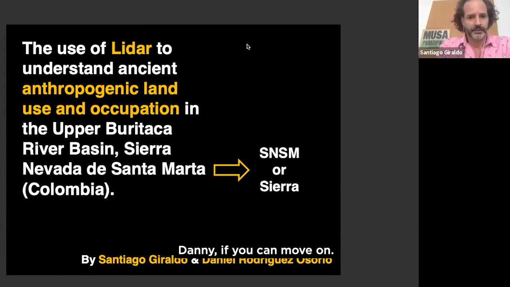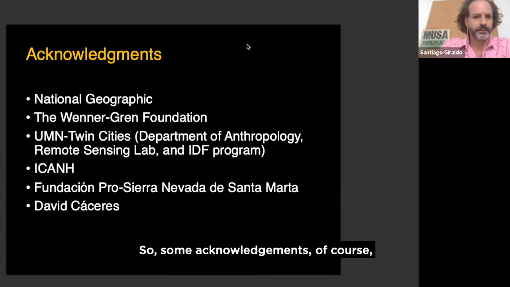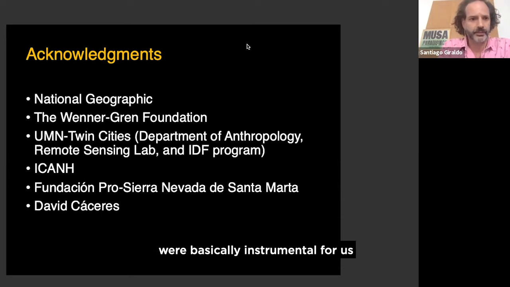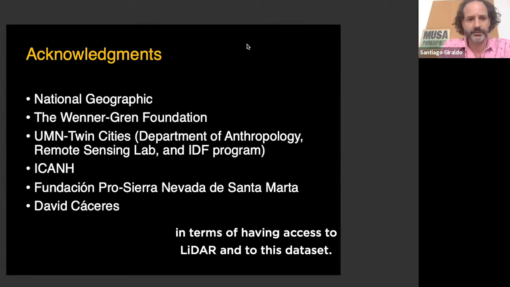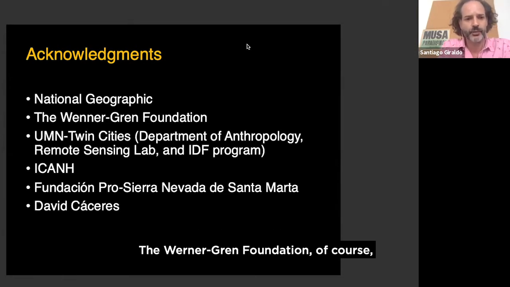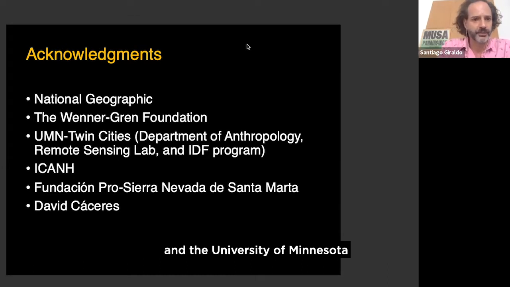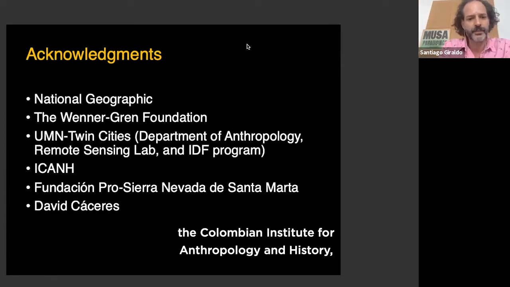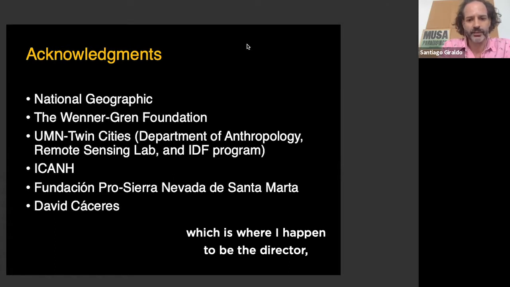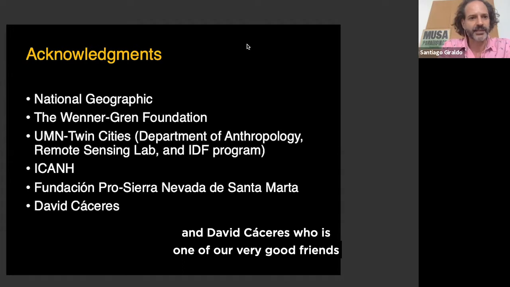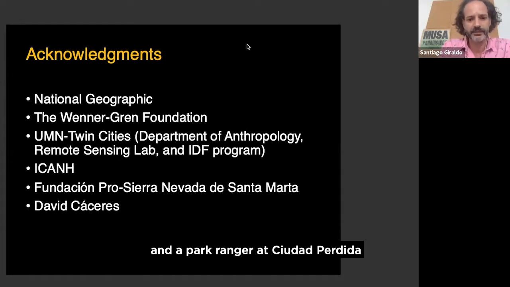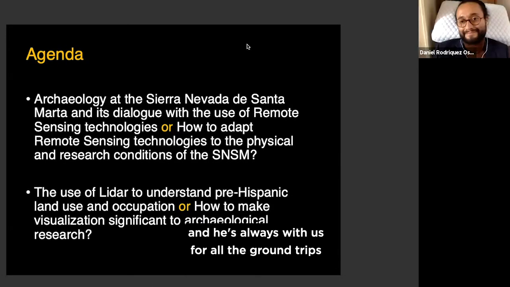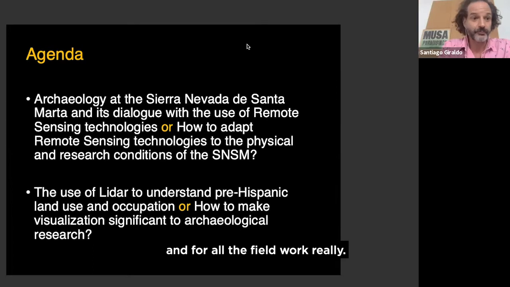Danny, if you can move on. So some acknowledgements, of course. National Geographic TV and Foundation were basically instrumental for us in terms of having access to LiDAR and to this data set. The Wintergren Foundation, of course, and University of Minnesota, where Danny is doing his doctoral research. ICANN, which is the Instituto Colombiano de Antropología e Historia, the Colombian Institute for Anthropology and History. Fundación Pro Sierra Nevada de Santa Marta, which is where I happen to be the director. And David Cáceres, who is one of our very good friends and a park ranger at Ciudad Perdida. And he's always with us for all the ground truthing and for all the field work, really.